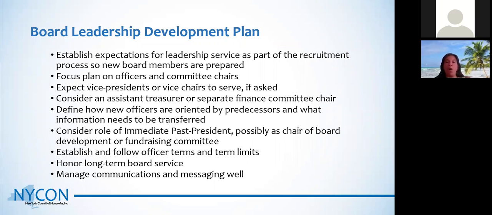Think about how new officers are oriented by their predecessors and what information needs to be transferred. Some organizations have a binder for each of the officers, for the president, for the secretary, for the treasurer. Certainly for the vice president might be good as well. This way, there's a formalized orientation process from one officer to the next so that it isn't lost. And having a shared Google Drive or something like that is certainly helpful for providing access.